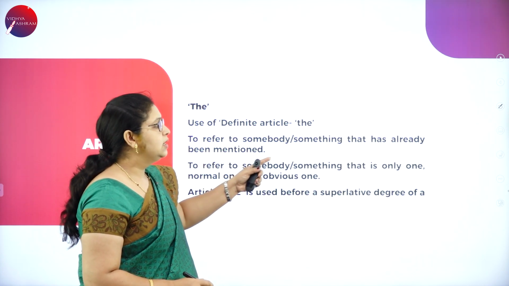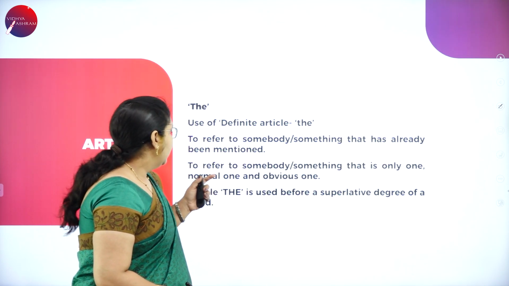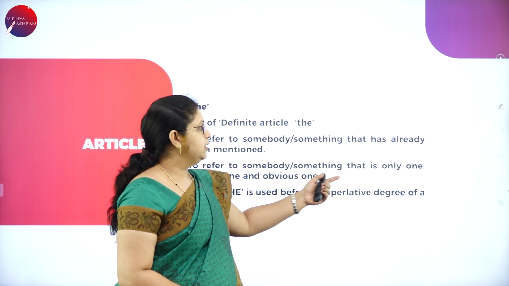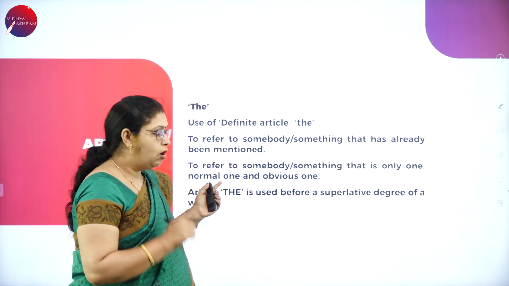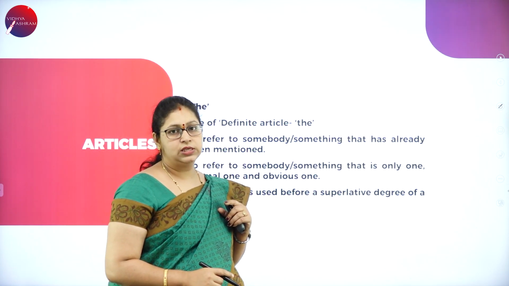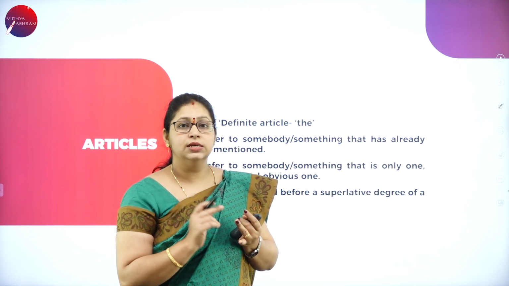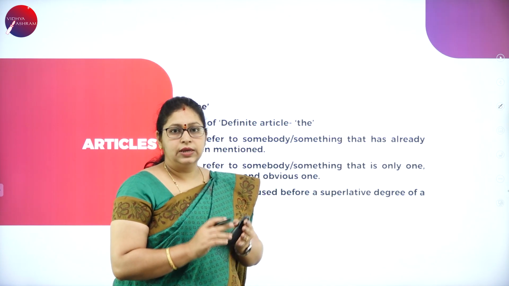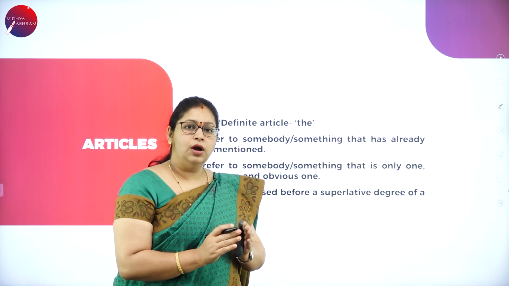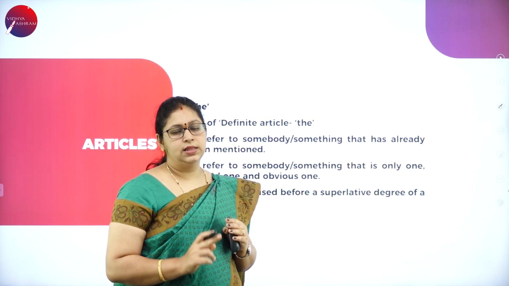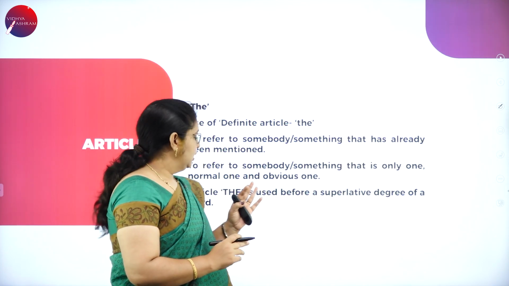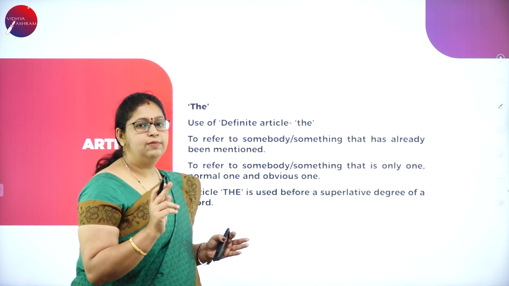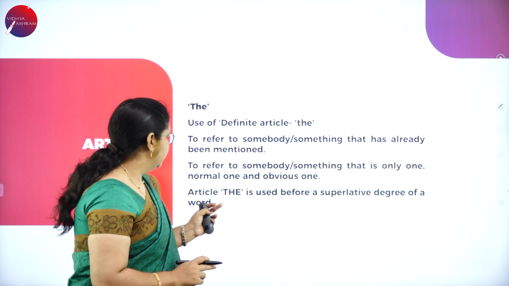That time we use article the, to refer to somebody or something that is only one, the normal one and the obvious one. The earth, the sky, the Ganga, the universe. We are very sure that it is the only one, the obvious one or the normal one. That time we use the definite article the.